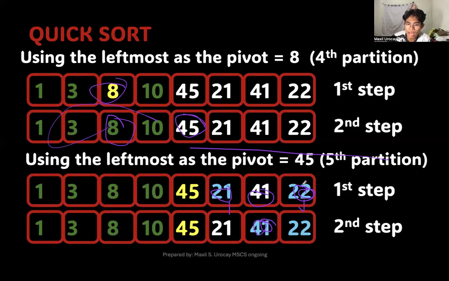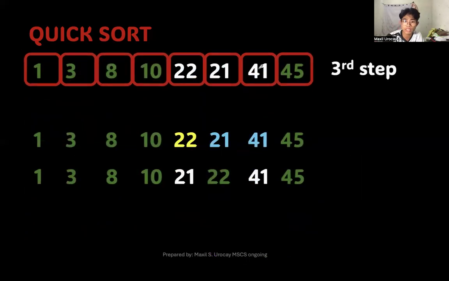So the I is the one that moves, the J does not move, since there is supposedly an interchange already of 22 to the leftmost. However, 41 is less than the value of 45, so we cannot perform any swap. So therefore we can check right there that 45 is greater than the values of 21, 41, and 22. So therefore 22 and 45 will be swapped. So we swap 45 and 22 for the third step, and 45 is already sorted.